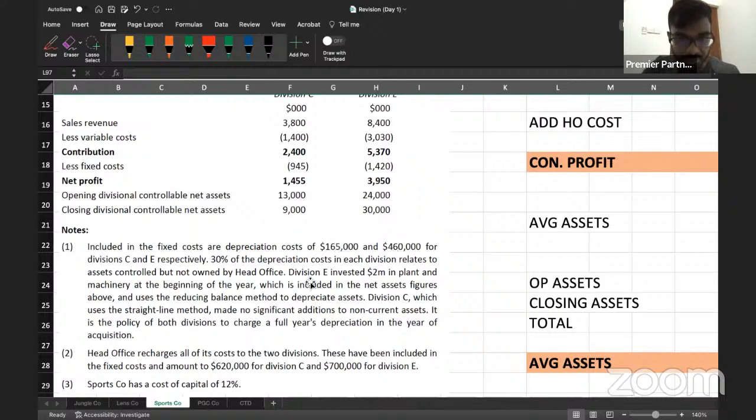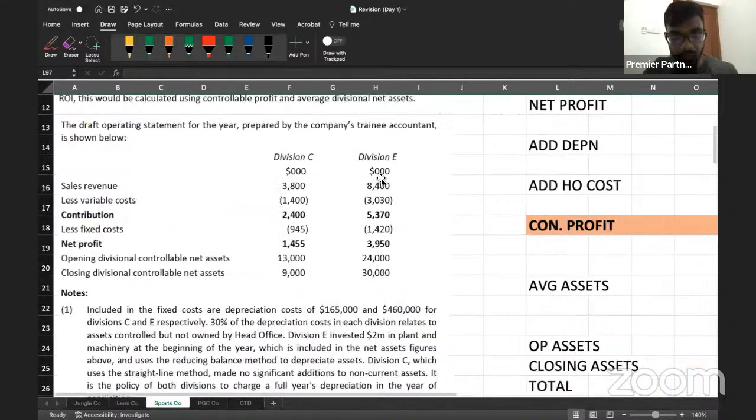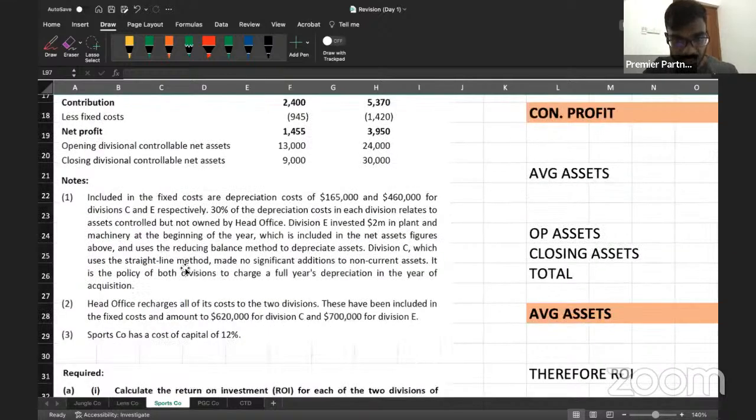That's your depreciation. Division E invested 2 million in plant and machinery at the beginning of the year, which is included in the net asset figure. So 2 million is there in this. They are using reducing balance. Okay. Division C, which uses the straight line method, made no significant additions to non-current assets. It is the policy of both divisions to charge a full year's depreciation in the year of acquisition. So this is accounting stuff now, right?